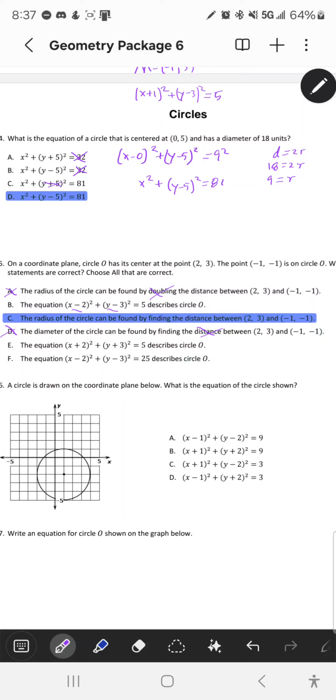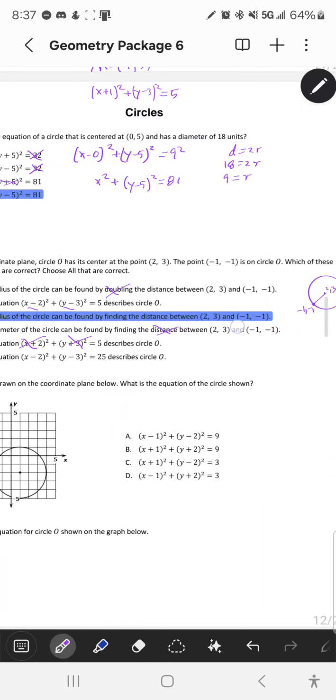The equation describes the circle. First of all, no, because it will be negative 2 and negative 3. Remember, we write the negative. Now here we have the negative, but we have a 25. So to know if either B or F are right, we need to find the radius.